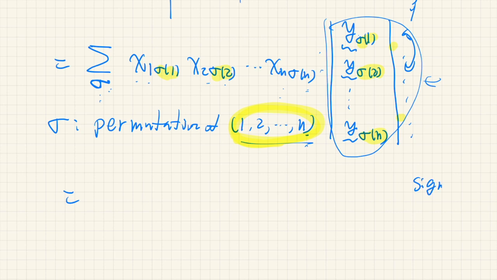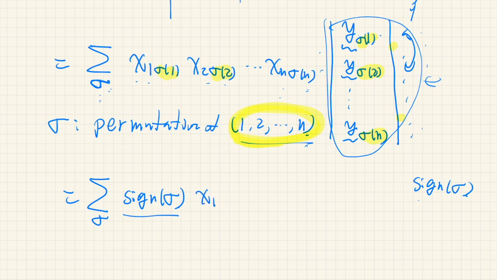So if it requires an even number of swaps to recover the original order of 1, 2, 3, and so on, then the sign is positive. If an odd number, then the sign is negative. So this is something like this, the sign of sigma. This sign is actually a universal property of a permutation. There are multiple ways to recover the original order, but the sign doesn't change.